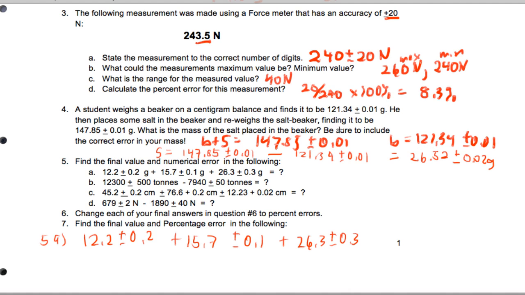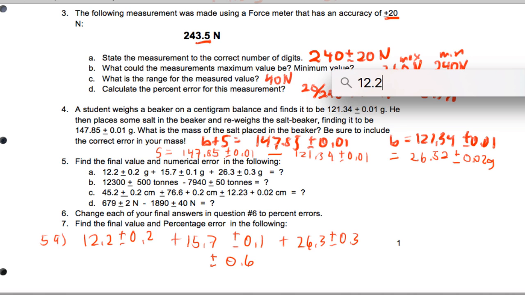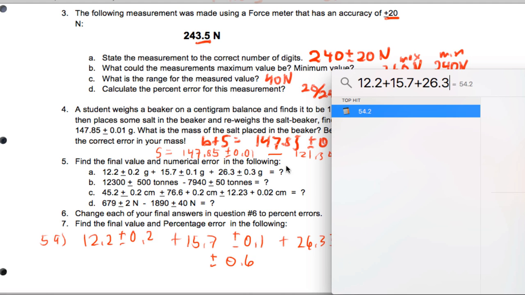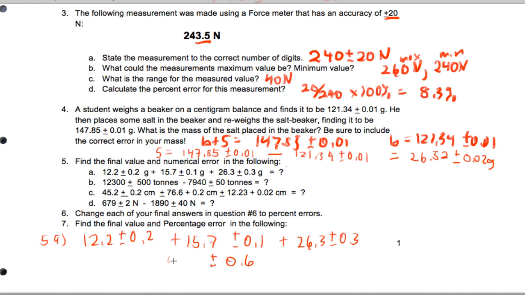So, first of all, our error propagation, we're going to add up all these errors since that's how the addition subtraction formula works. So I'm going to get plus or minus 0.6. And then to add the numbers together, that's going to be 12.2 plus 15.7 plus 26.3, and that's going to give me 54.2. Okay, so this is 54.2 plus or minus 0.6.